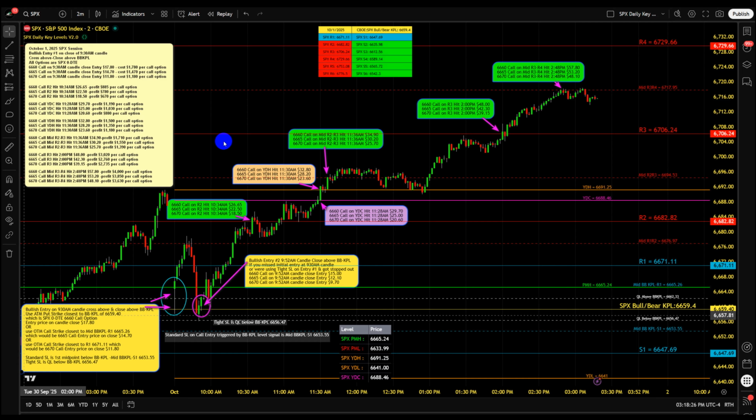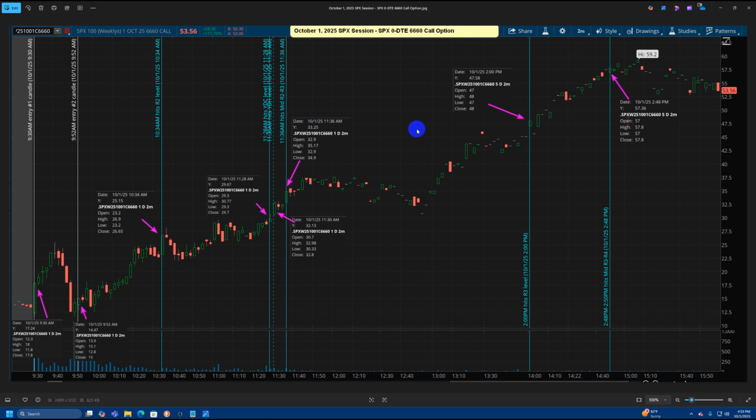Okay, next we're going to look at the Thinkorswim data boxes for these three different call options. First up, we're going to look at the primary option play, which was the at the money 66.60 call option. So here we have the times marked off for each of the level hits we went over here, and these are the data boxes for those times. So this is a 2-minute chart for the 66.60 call option.